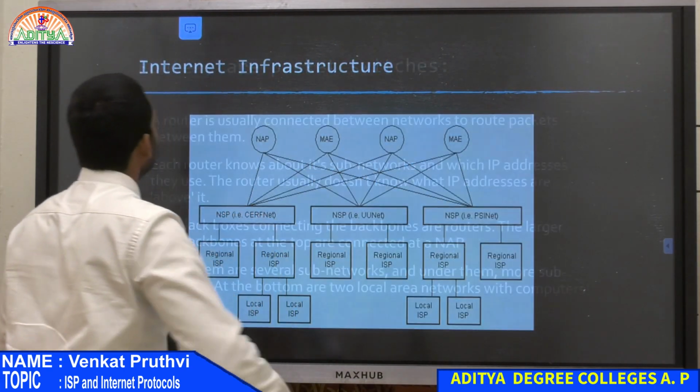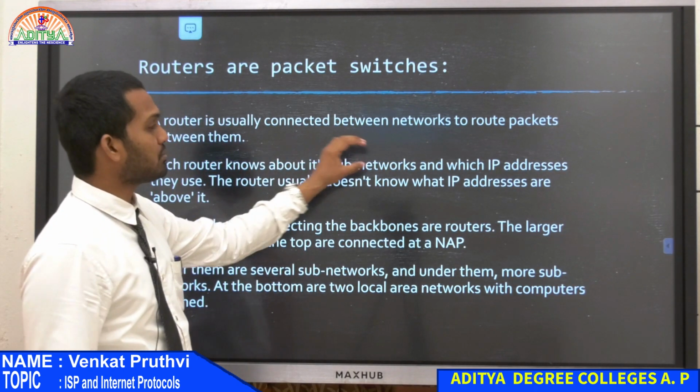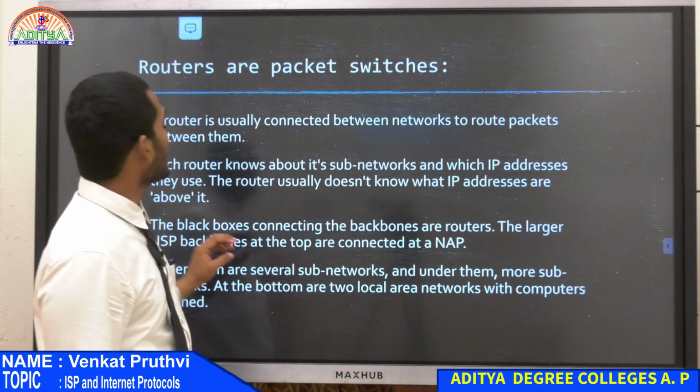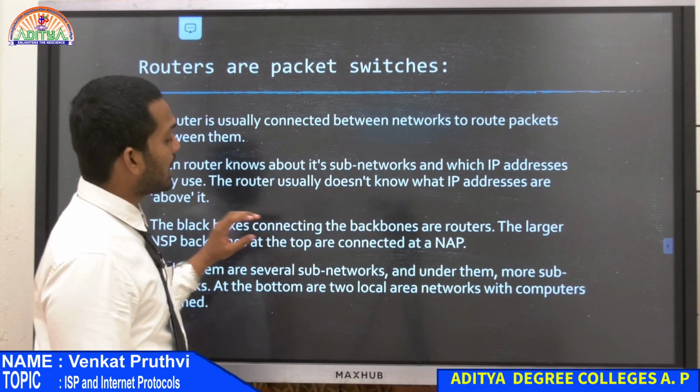So that is the concept of routers. Each router knows about its subnetworks and which IP addresses they use. The router usually doesn't know what IP addresses are above it. Okay. The black boxes connecting the backbones are routers.